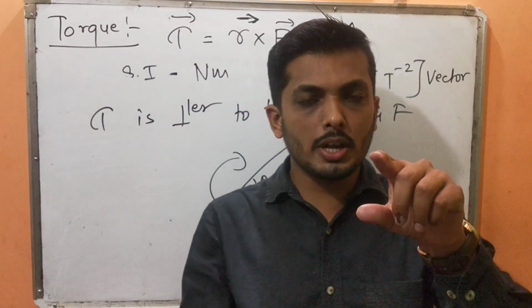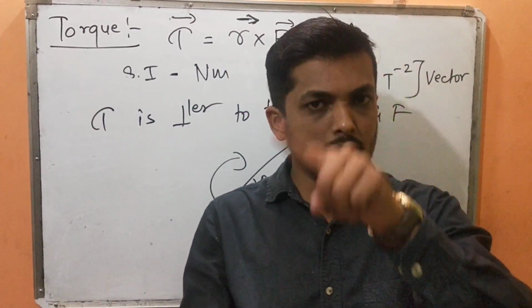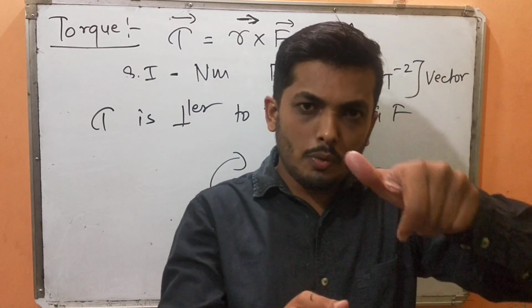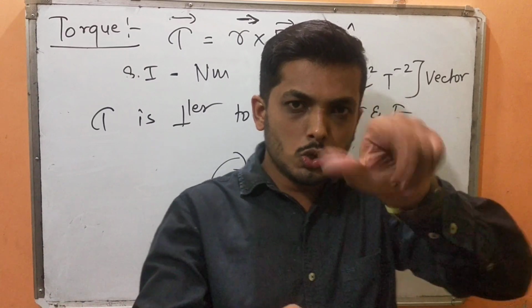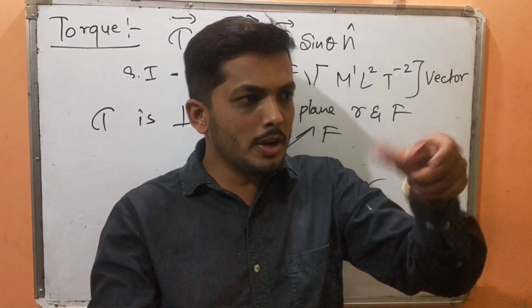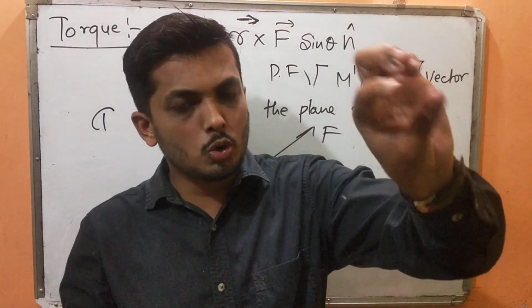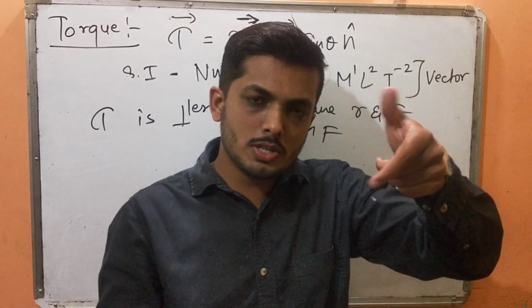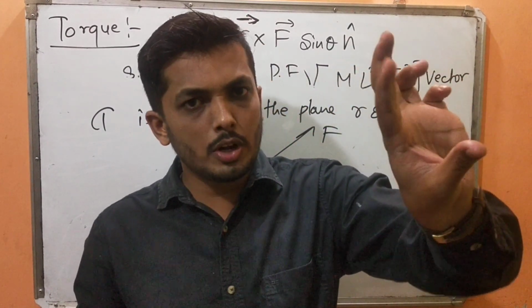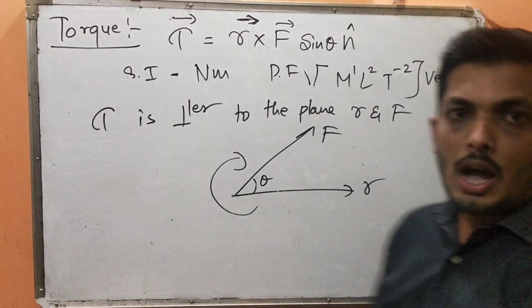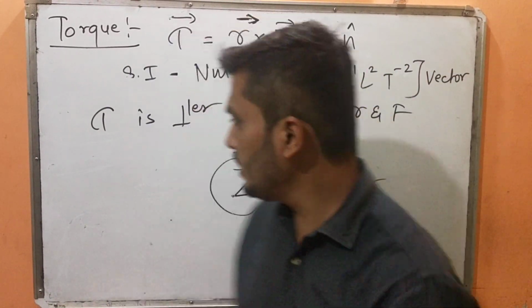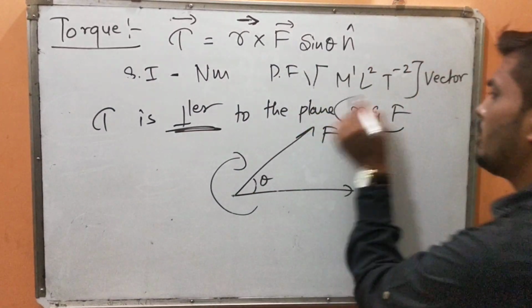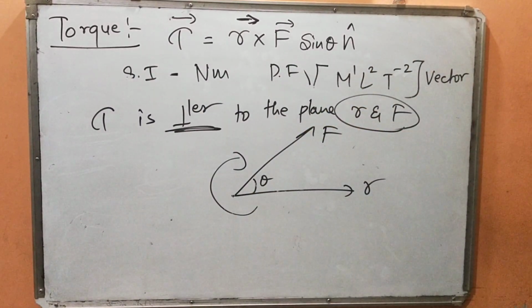Yes or no? How does the clock rotate? This way. If I do R towards F anti-clockwise, the screw will come out. If I do F towards R clockwise, the screw will become tight. Anti-clockwise, the screw will come out. Clockwise, the screw will go down. Yes or no? So R and F are rotating here and it is going outwards or inwards. What does it mean? It is perpendicular to the plane of R and F.